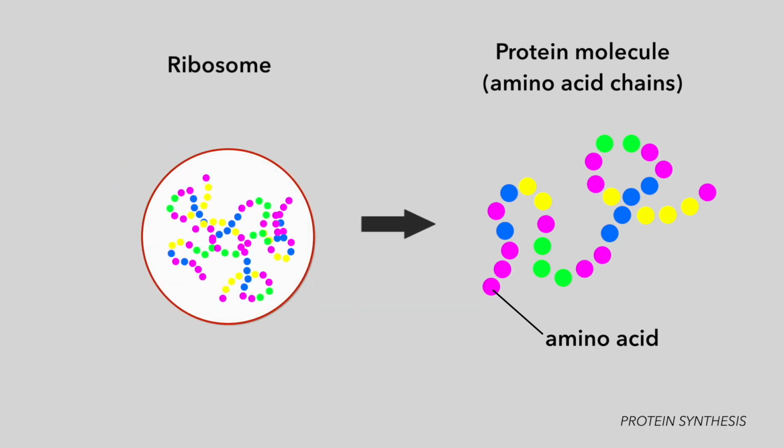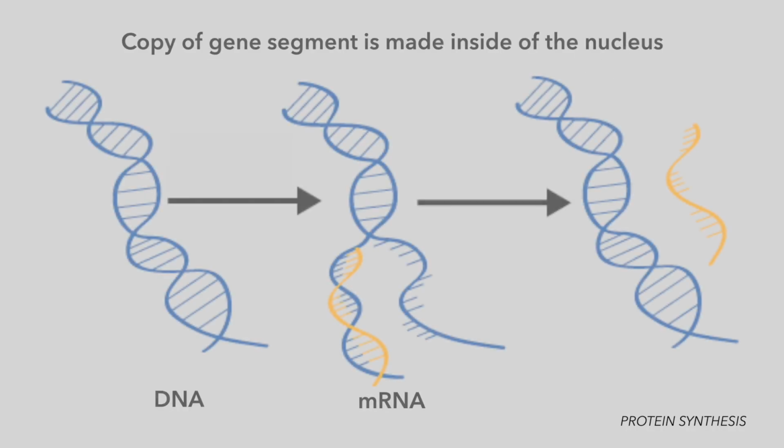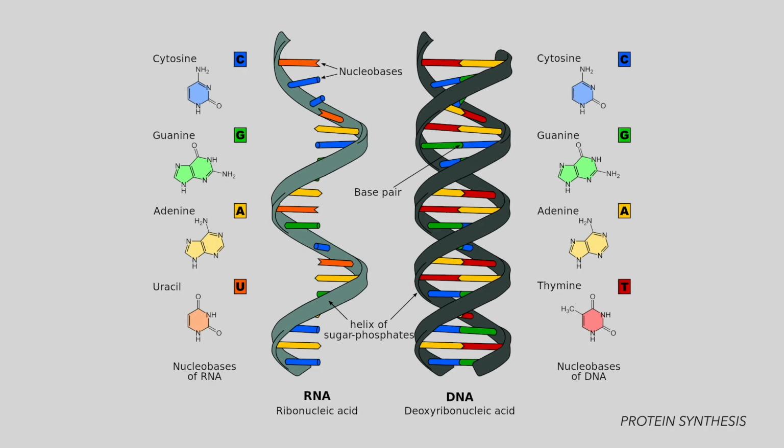Proteins are made inside ribosomes, so the gene segment to make a specific protein needs to be copied inside the nucleus. This copy is made by the help of mRNA. Remember that RNA is also a nucleic acid, like DNA, but only has a single strand. Also, a reminder that the bases that make up DNA and RNA have one main difference.